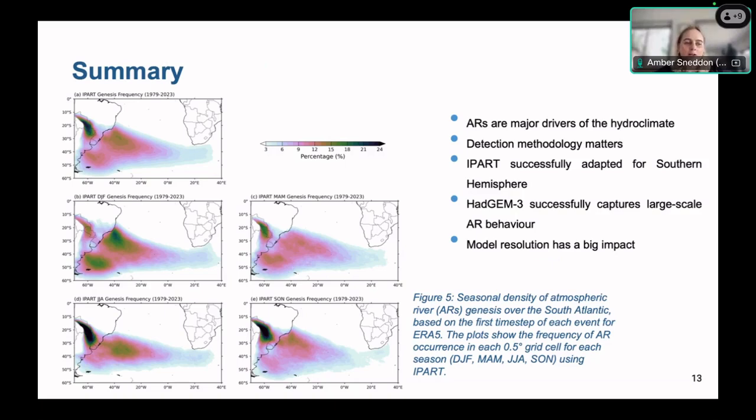The differences are very important because they ultimately are going to affect the downstream impacts for us in Southern Africa and for other areas in the Southern Hemisphere, such as precipitation and the risk of flooding.